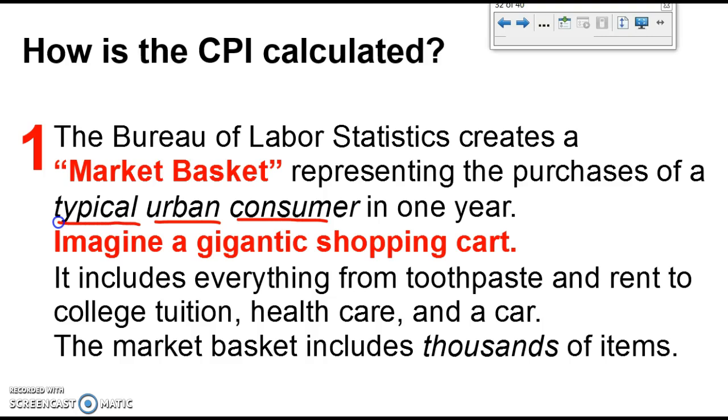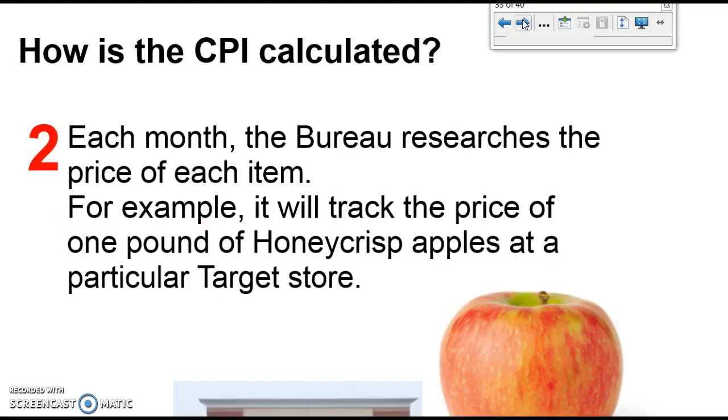So imagine a gigantic shopping cart like on the slide before, and this shopping cart includes everything like toothpaste, rent, college tuition, healthcare, car. It would include funeral expenses and oranges and apples and milk and gas and all kinds of things. So it's going to reflect more than any one person would actually buy, but it reflects the buying patterns of Americans who live in urban areas. So it's going to be a larger sum total than, for example, what any one person would buy.